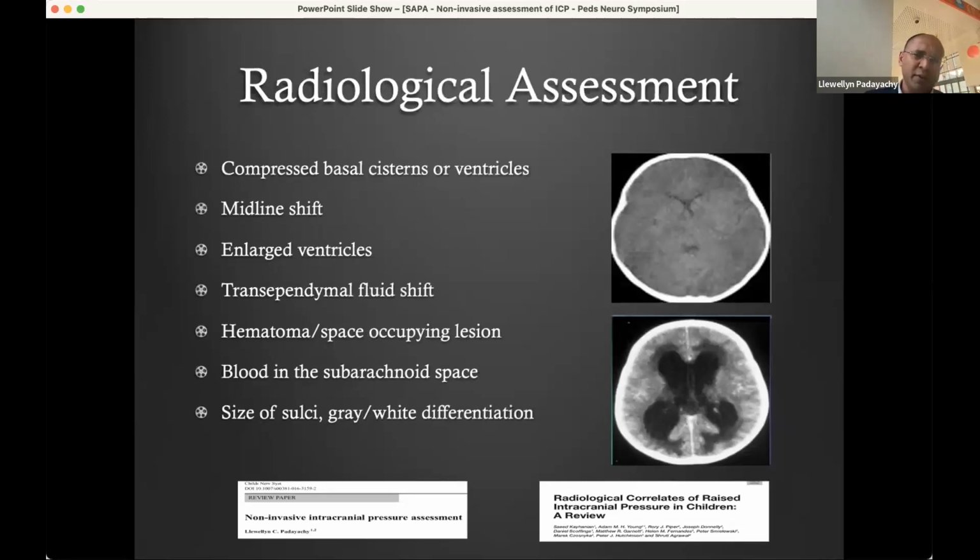If we move now from clinical assessment to radiological assessment, I think a lot of you are quite comfortable with the findings on a CT or MRI scan: the assessment of the basal cisterns or ventricles, depending on whether the patient has a space-occupying lesion or hydrocephalus, midline shift, depending on whether it's unilateral or bilateral, large ventricles, transependymal fluid shift, hematoma, space-occupying lesion, blood in the subarachnoid space, and CSF as well, and the gray-white or sulcal differentiation. I'll try to unpack each one of these in terms of their relevance as we go along.